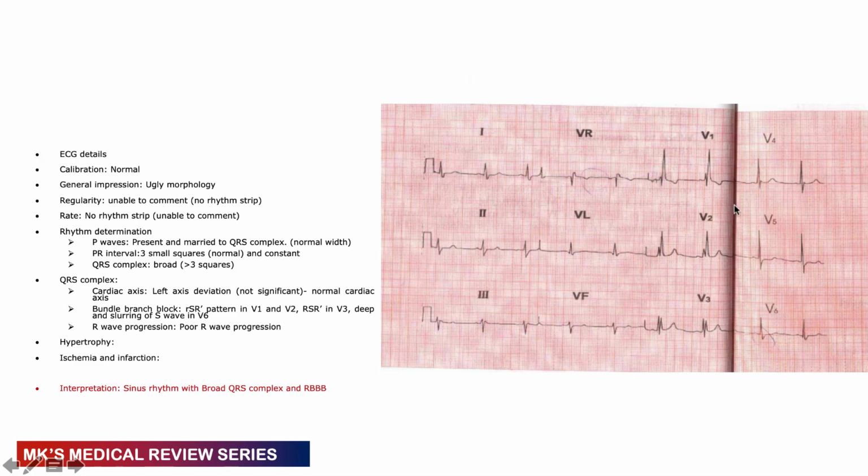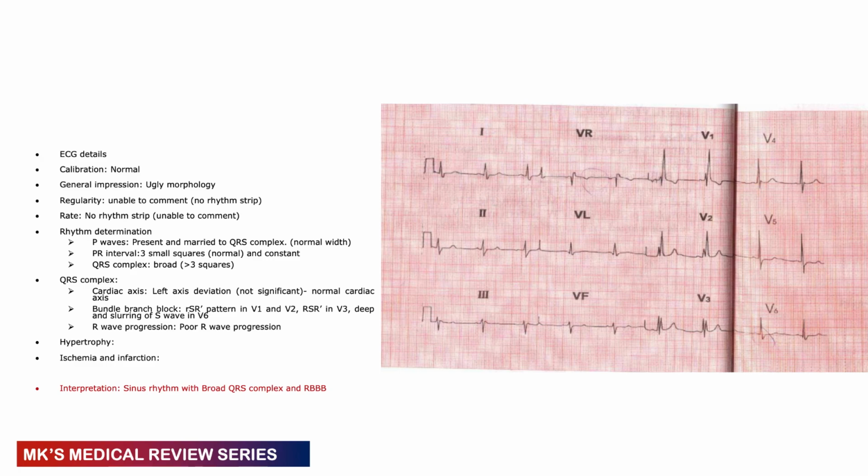If we take a quick glance at the ECG and look at the morphology, this looks ugly. It looks like an ugly morphology. As we can see, there are some broad QRS complexes here. They look broad. There are more than 3 small boxes. We can't comment on the regularity of this ECG because we don't have a rhythm strip. We can't comment on the rate because we don't have a rhythm strip. So I'm not going to comment on those.